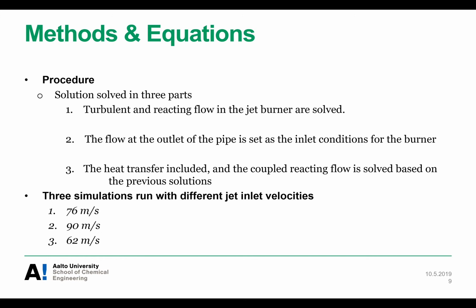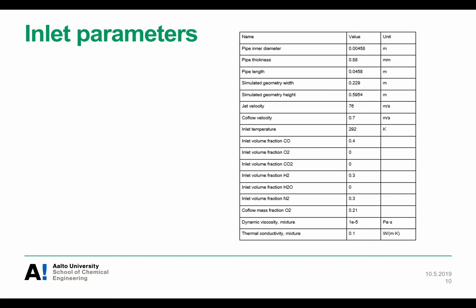So the difference between the two is 14 meters per second, to see how they behave at higher velocity and then at lower velocity. In this slide, you can see the inlet parameters used for the simulation run with default parameters. As you can see here, the jet velocity is 76 meters per second.